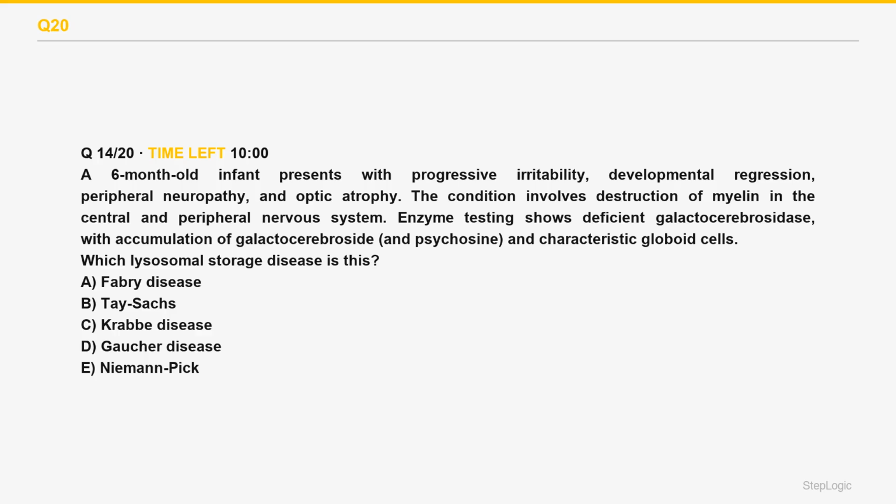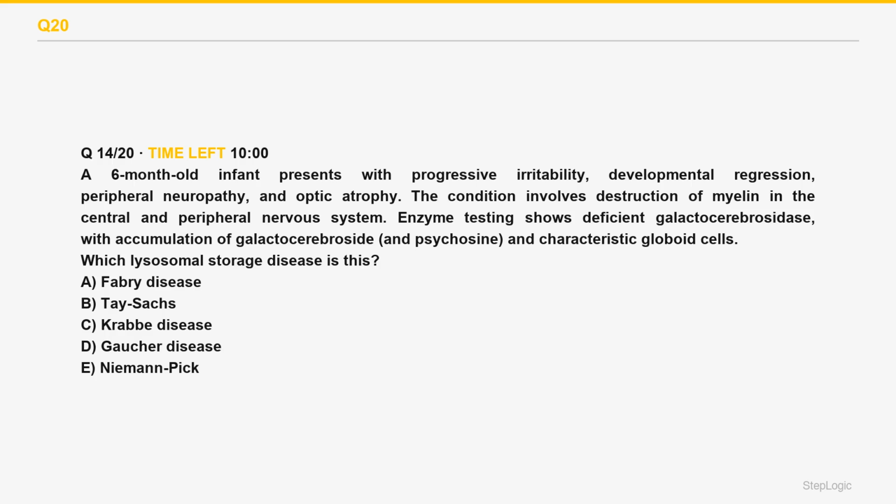Which lysosomal storage disease is this? A 6-month-old infant presents with progressive irritability, developmental regression, peripheral neuropathy, and optic atrophy. The condition involves destruction of myelin in the central and peripheral nervous system. Enzyme testing shows deficient galactocerebrosidase, with accumulation of galactocerebroside and psychosine and characteristic globoid cells.